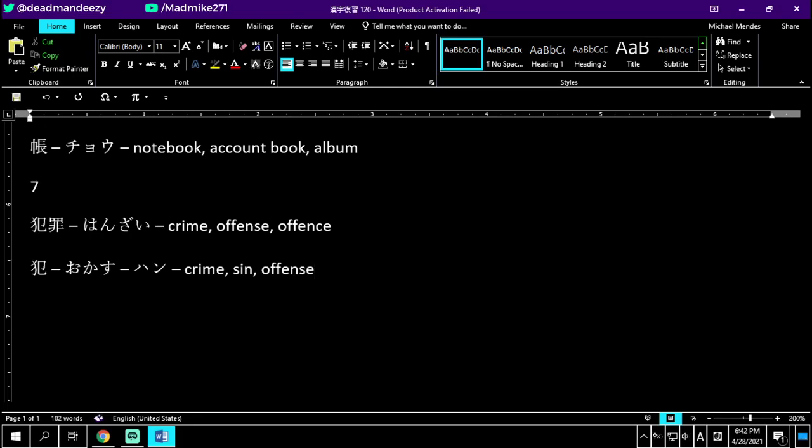I'm going to read this as animal seal because, you know, it's not really that dogs are bad. It's that if a human is behaving like an animal, it's likely that it's a crime, sin, or offense. Han or okasu. Crime, sin, or offense.